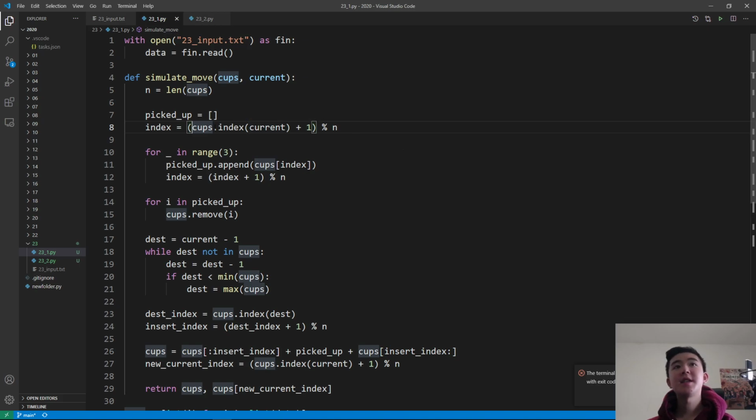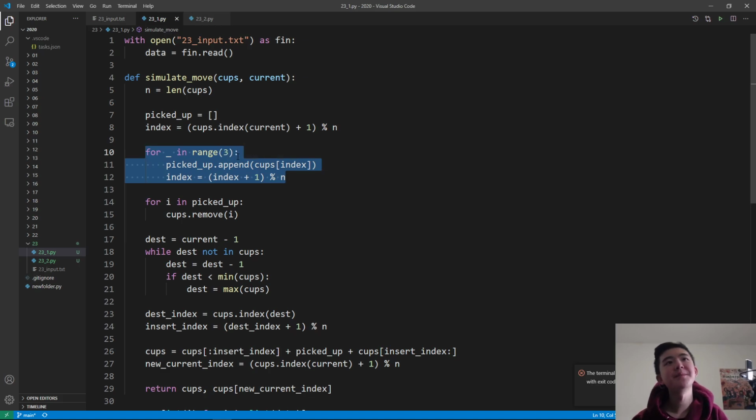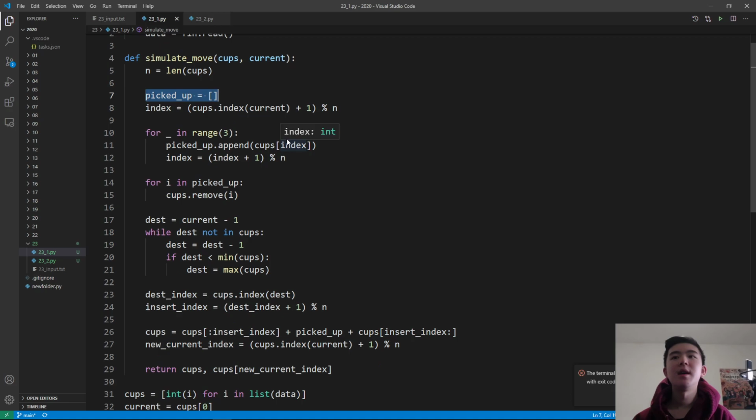We take the index right after the current cup, and then we also have to take it mod n, just because if it goes over the end of the array, then we want to loop backwards, and we don't want to do an additional if statement for that because we're lazy. So we repeat 3 times. We take the cup that is at index, and then we increment index by 1, looping it around as necessary using this modulo operator. And we just append that to our picked up list, which describes the cups that are picked up in a list of integers.